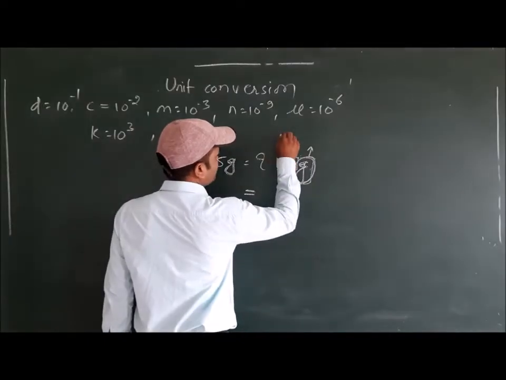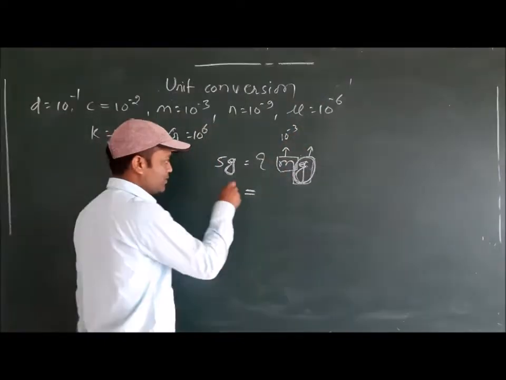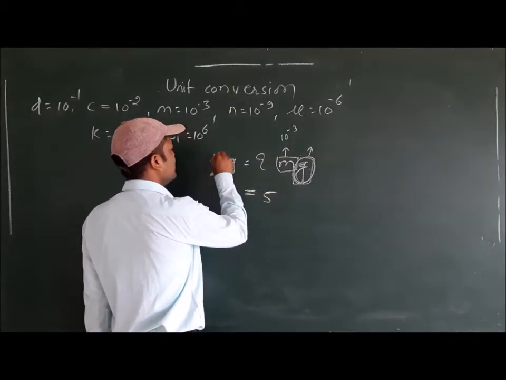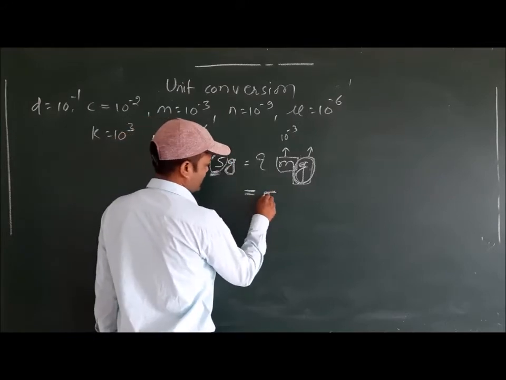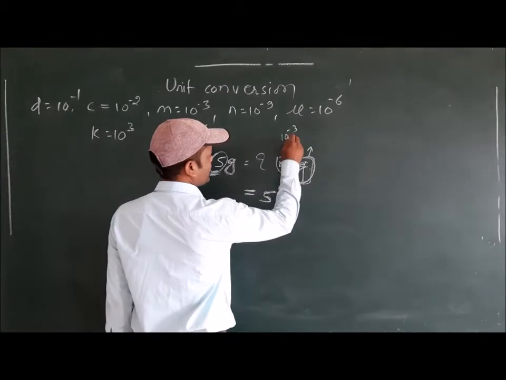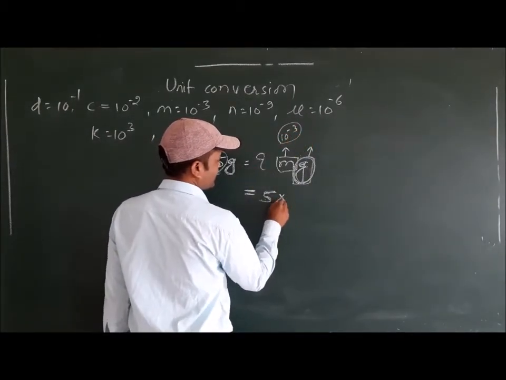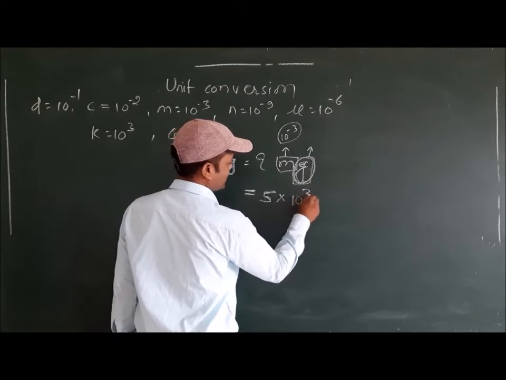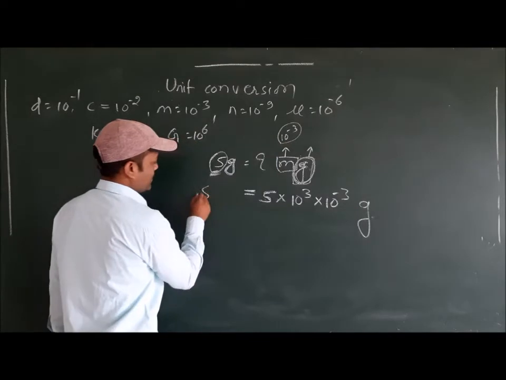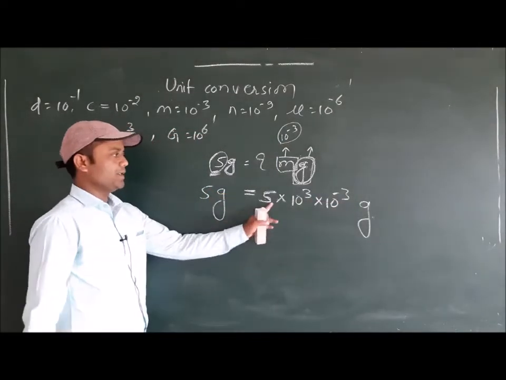So here gram is there, and we have to add the milli. What is the value of milli? Value of milli is 10 to the power minus 3. Then 5 is as it is. Whatever number is there, we keep it as it is, 5. Then we have to add the milli. Hence 10 to the power minus 3 is the value of milli, so I add the opposite value also: 10 to the power 3 into 10 to the power minus 3 gram. This value and this value are the same, 10 to the power 3 and 10 to the power minus 3 cancel, then 5 gram only.